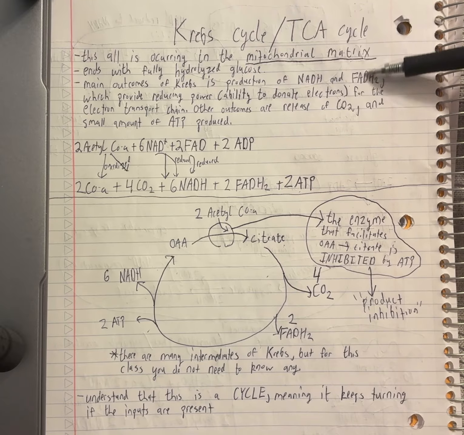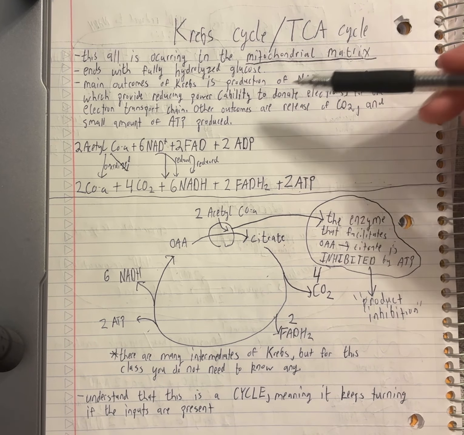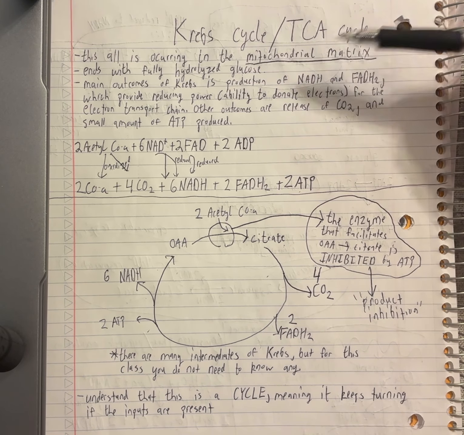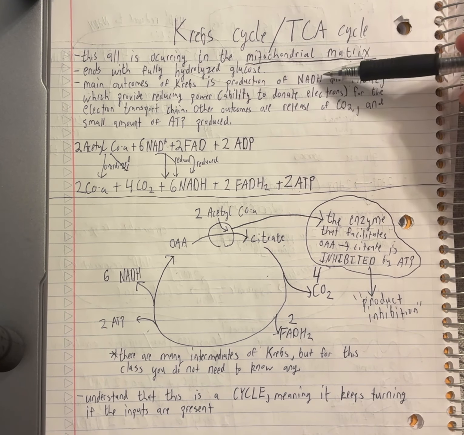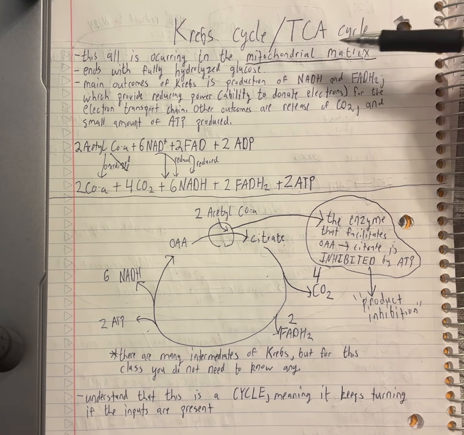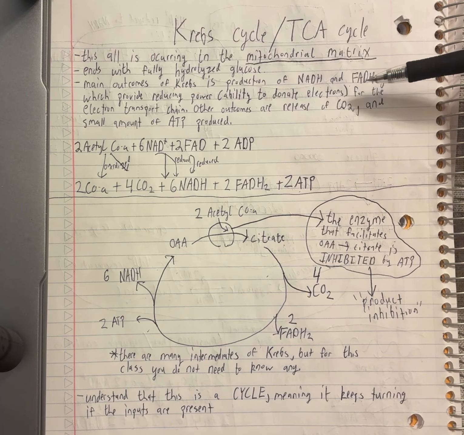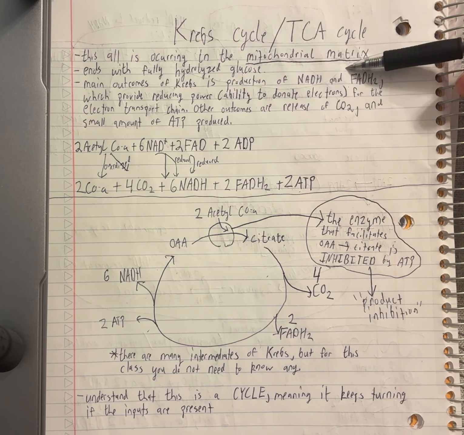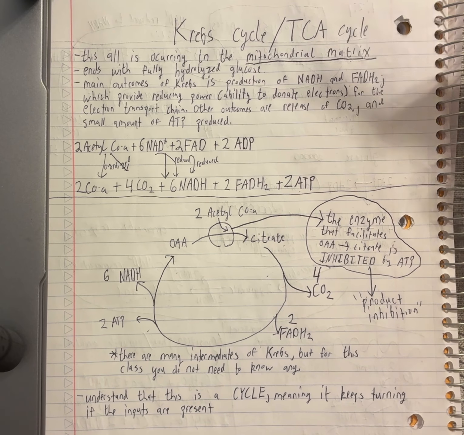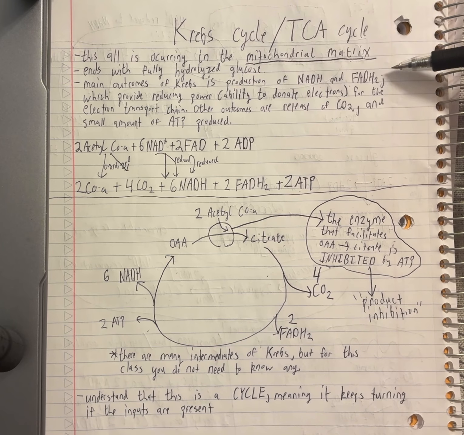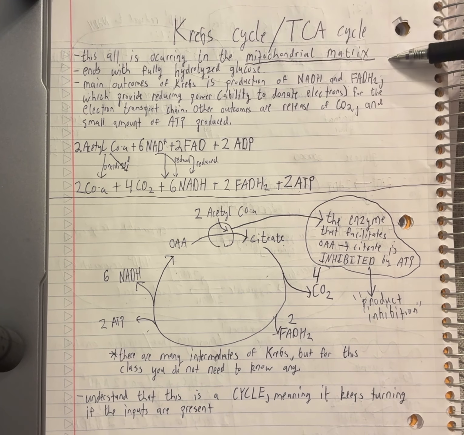FADH2 is going to be a similar process because we're going to take FAD and reduce it to FADH2. Now, the reason that we want so much NADH and so much FADH2 is because when we get to the electron transport chain, we are going to need a lot of what is called reducing power. Reducing power means it has the ability to reduce.